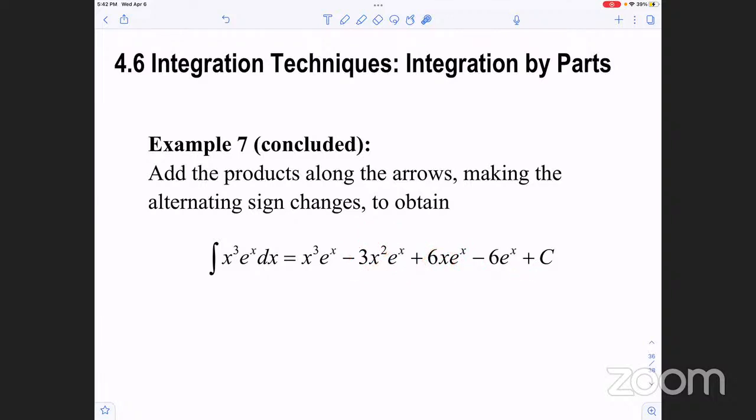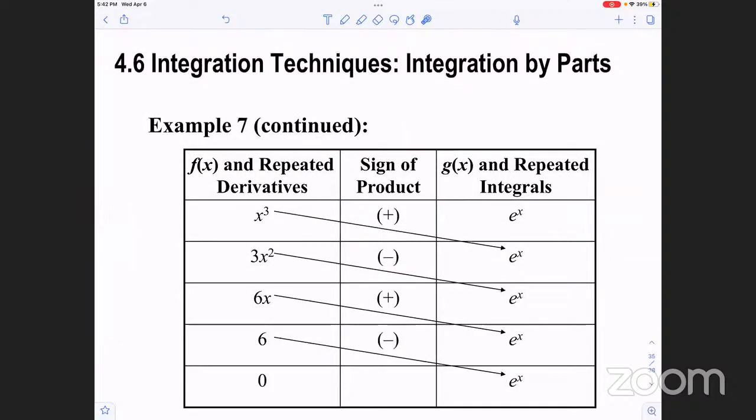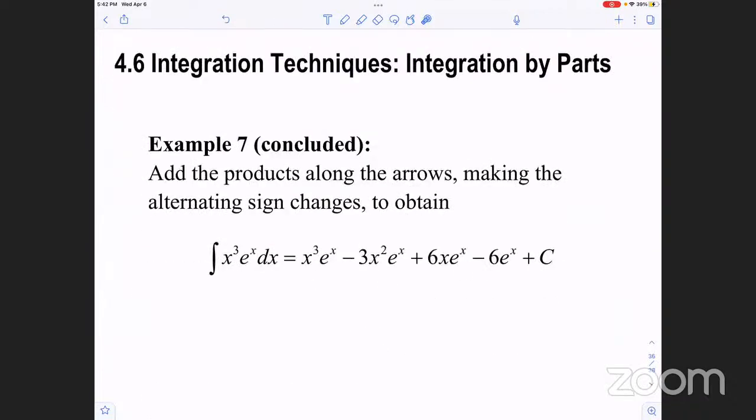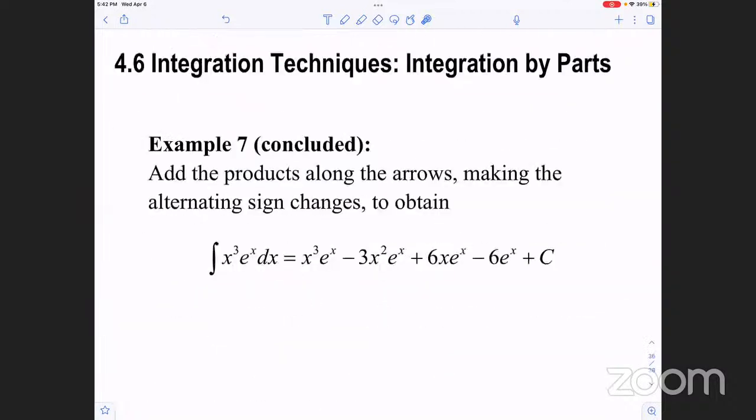So it says add the products along the arrows. Let me see. Okay. Add the products along the arrows, making the alternating sign changes. So x cubed was positive. Okay. 6, did they have a 6e to the x? Okay. That's fine.